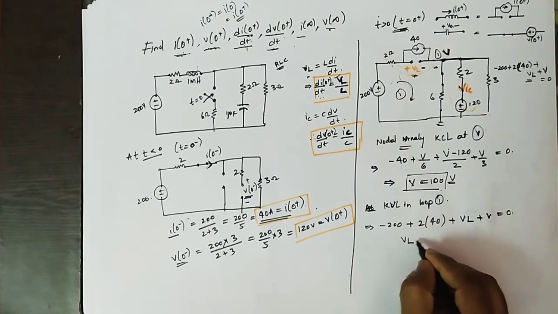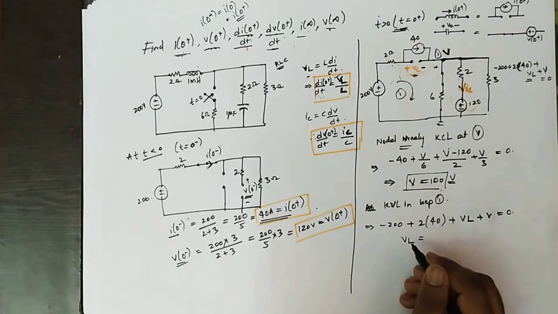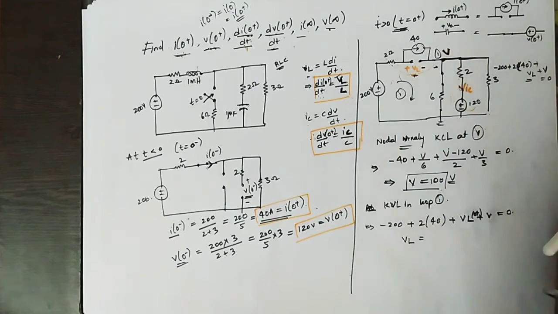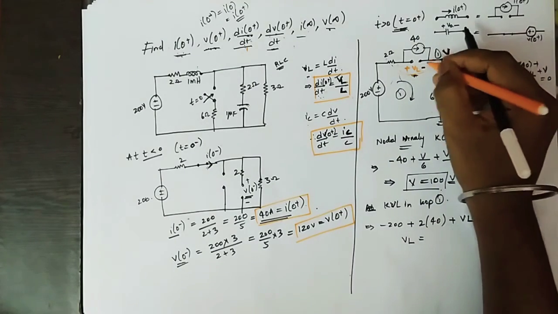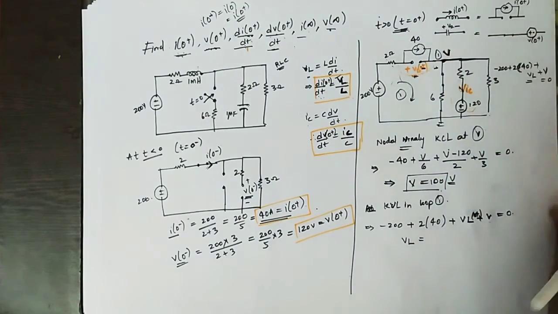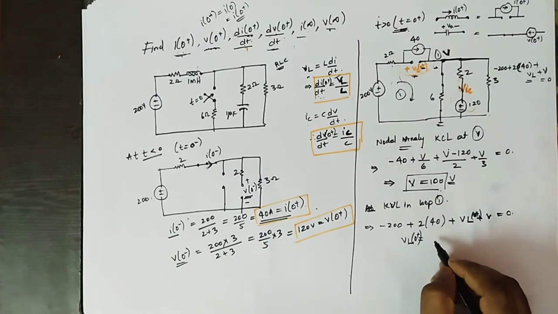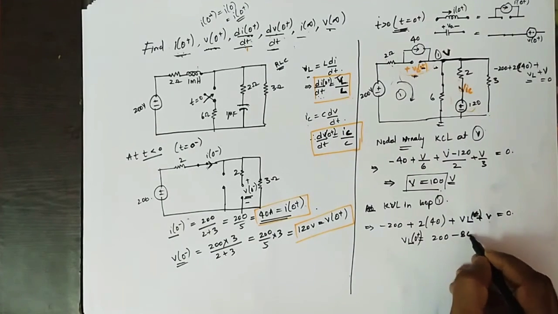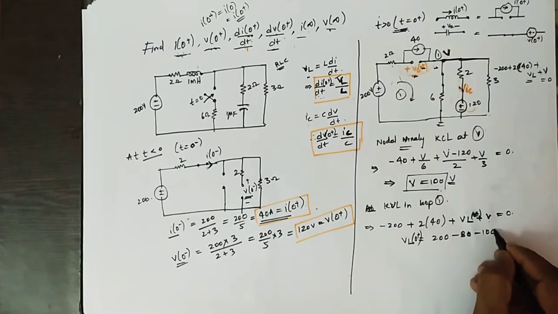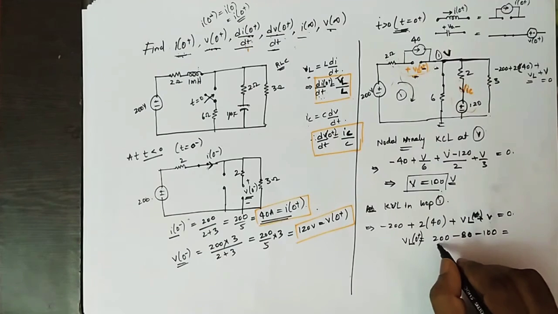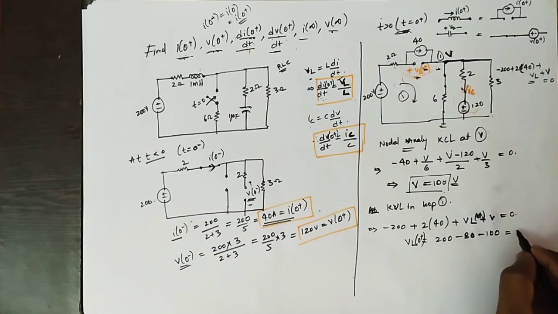So by this we get VL of 0 plus, you can write, VL of 0 plus is 200 minus 80 minus 100. So VL of 0 plus is a value of, minus 180, and this is 20 volts.